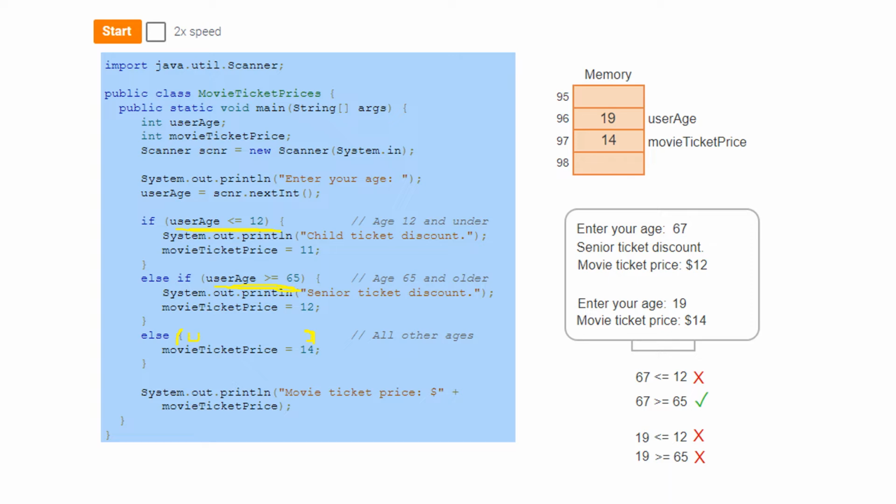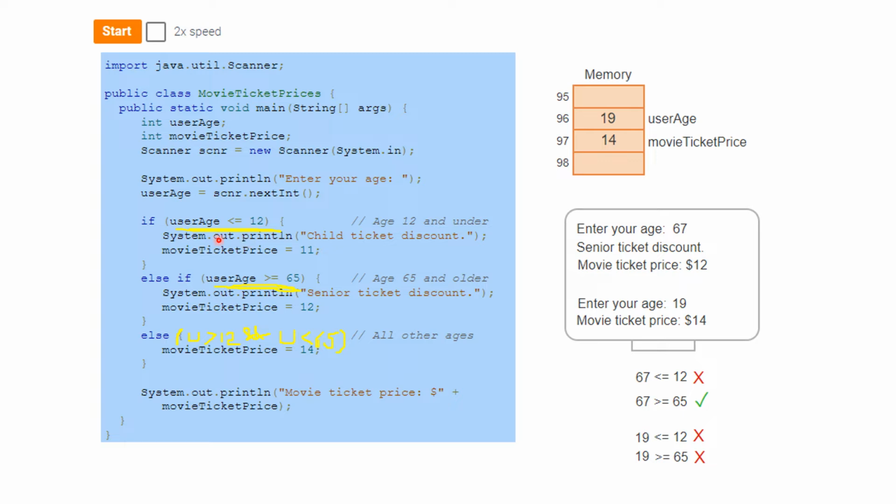Let me write it here: u greater than 12 and u less than 65. So yes, this can be a condition as well.